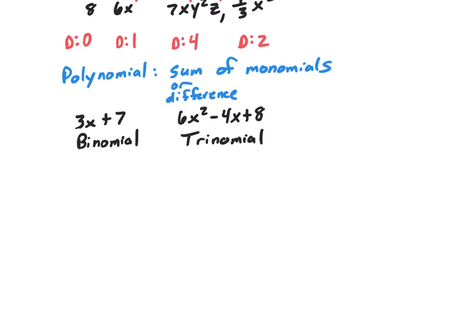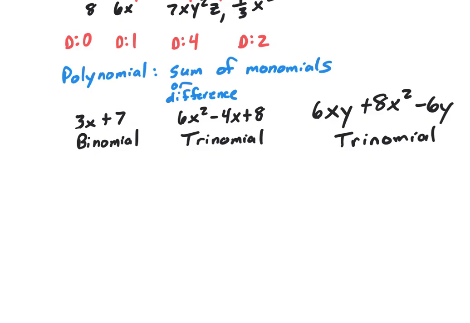This one's a little bit different. This is still a trinomial, but it's like a trinomial with multiple variables. It's got x's and y's in it. And typically, from here on out, after today, we're not going to see a lot of polynomials that have multiple variables in them. They'll just have an x. It'll be more like what these first two are.